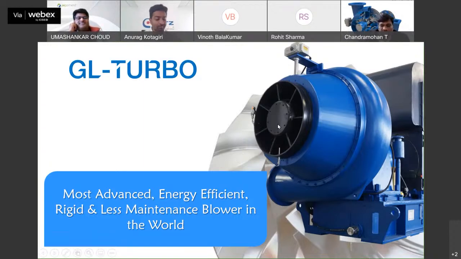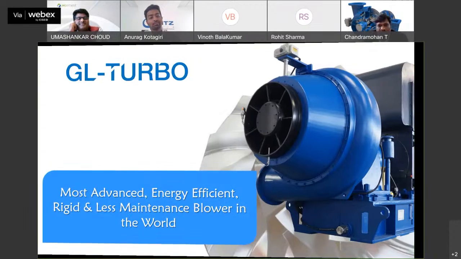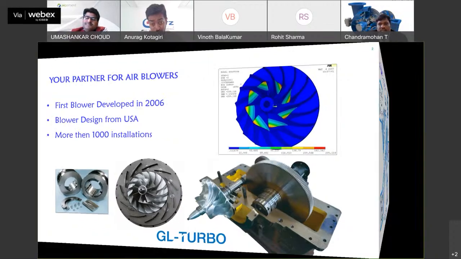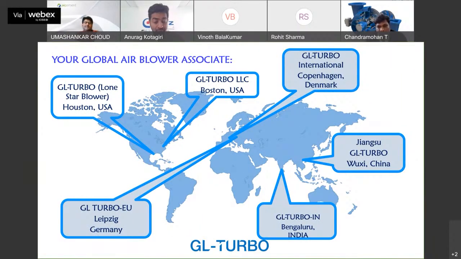First, GL Turbo is basically a US-based company which first developed its blower in 2006. Even now, though we have more than a thousand installations across the globe, the design and core components, like what you are seeing right now, the impellers, the gear and shaft, all the core components, are still manufactured in the US, and we have a presence across the globe.